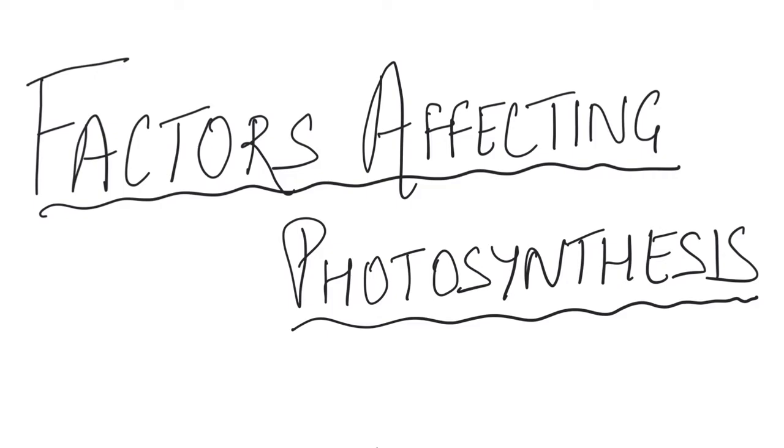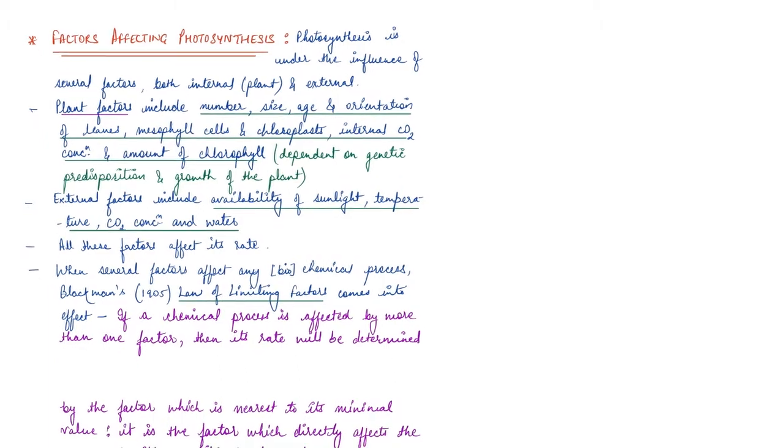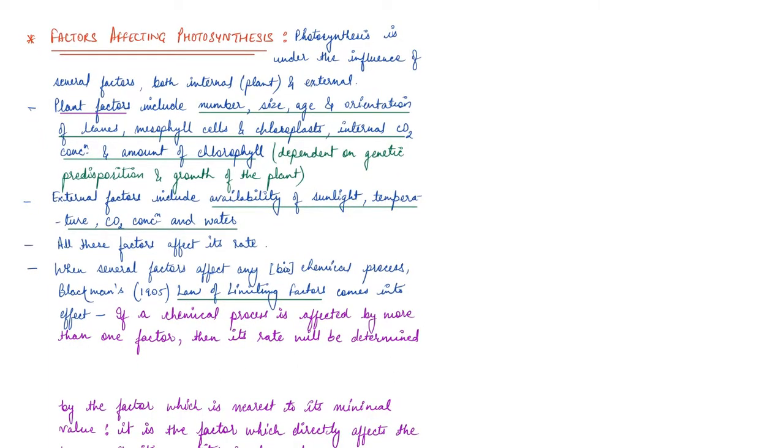So guys, what do we mean by factors affecting photosynthesis? Now we have to understand one thing, that the rate of photosynthesis is very important in determining the yield of plants, including the crop plants. The yield of plants is basically dependent on the rate of photosynthesis, right? Now, as we know that it requires a lot of different factors, and that is why we say that photosynthesis is under the influence of several factors.